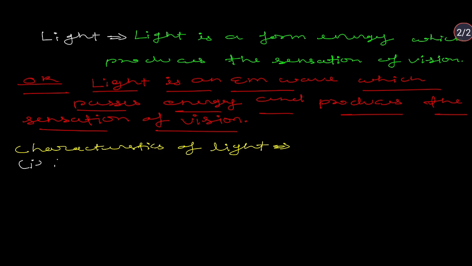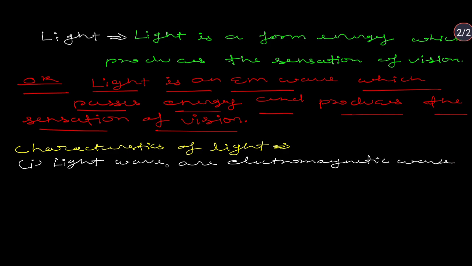So firstly we describe the characteristics of light. As we already described, light is a wave, an electromagnetic wave, which has both electric and magnetic waves. That is called an electromagnetic wave. So we discuss the characteristics of light. The first point is that the light wave, or electromagnetic wave, is transverse in nature.